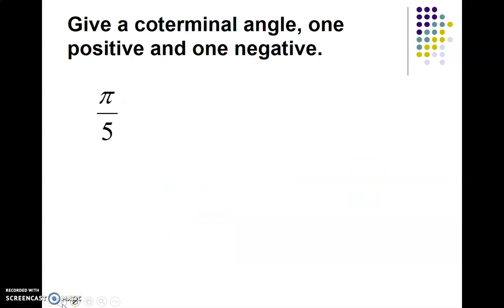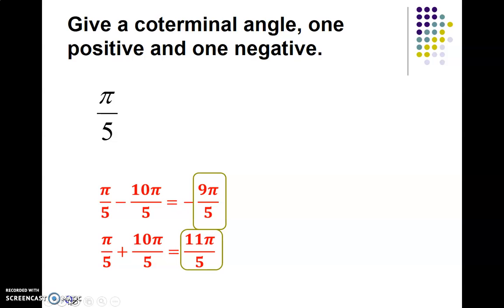How about 5 pi or pi over 5? Again, we're going to add by 2 pi, so therefore the first one, the negative value, will give us negative pi, 9 pi over 5, and then 11 pi over 5.